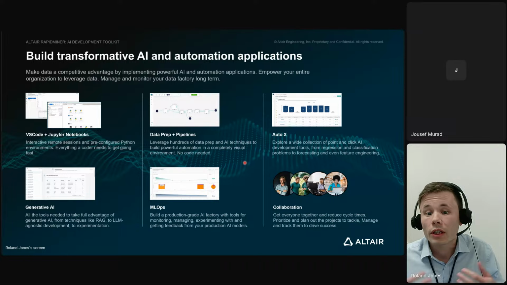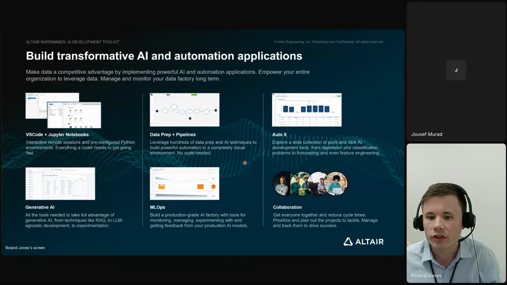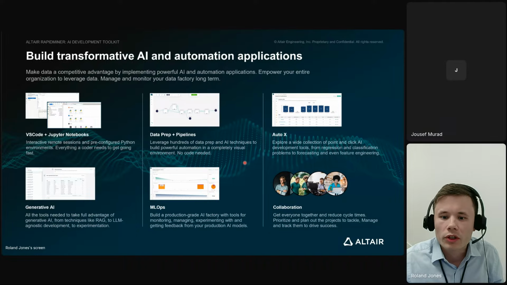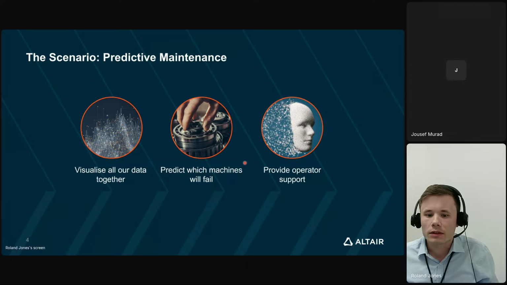So to show off the software, we'll be using Altair AI Cloud today, which is a SaaS product that can be delivered through the browser, but it can also be installed on premise. What we'll be doing is looking at a predictive maintenance context.